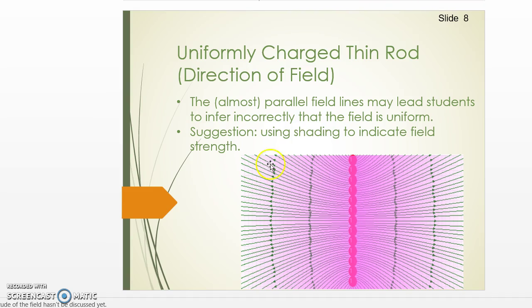And I think it would be a good idea if textbooks used shading as well as field lines and field vectors to indicate the strength of the field, just to reinforce the changing magnitude of the field. And that's particularly the case with this kind of field here, because students are also used to seeing fields for parallel plates of charge, and as soon as they see parallel lines, they're going to be prone to thinking, we've got a uniform field, uniform in magnitude.